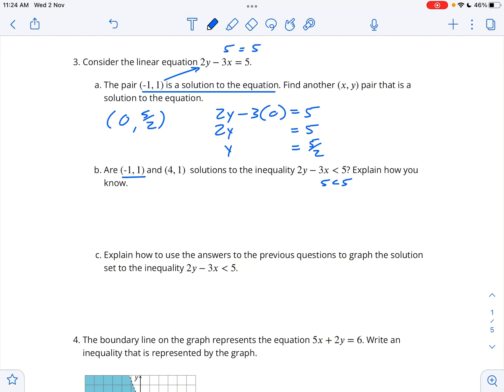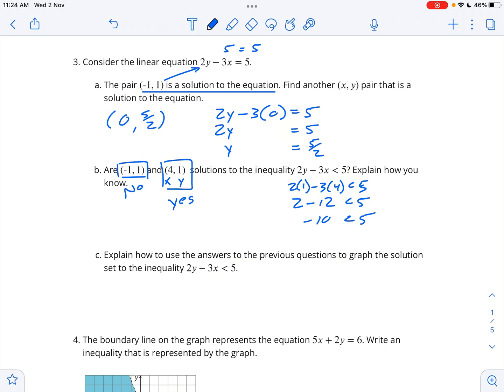Let's try the 4, 1. Okay, so if I plugged in x for 4, y for 1, I'm going to get 2 times 1 minus 3 times 4. Is that less than 5? 2 minus 12. And yes, that is going to be less than 5. So I would say that for this second one, yes, it's a solution. For this one, I'm going to say no, it is not.